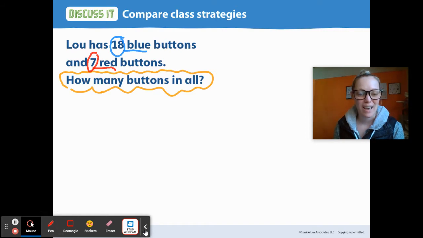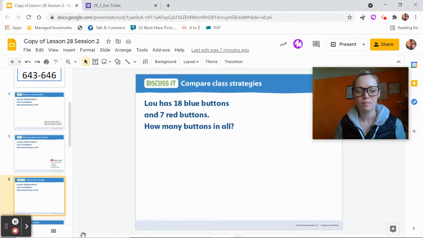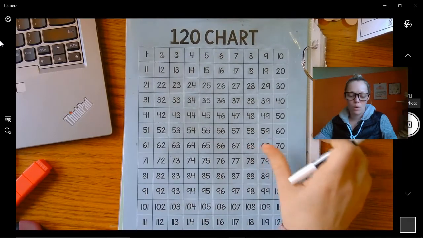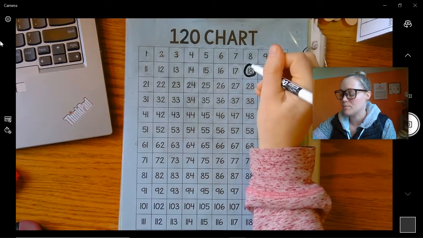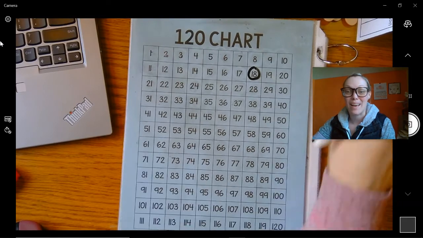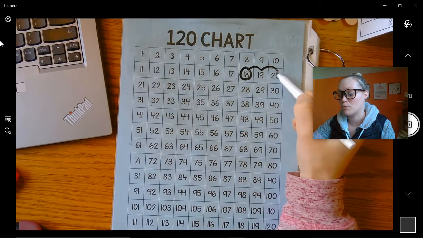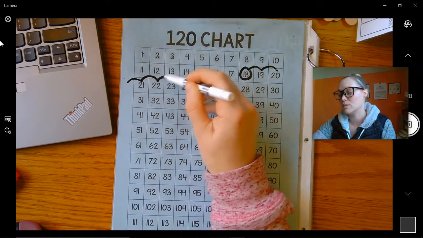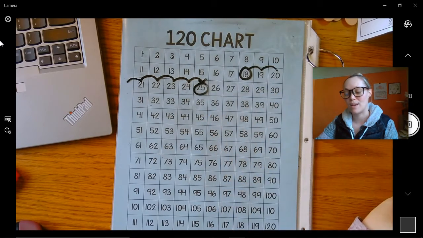All right, let's take a look at some options we could have done. You could have used your 120 chart, and we know that he had 18 blue, so I'd find the number 18. And he had 7 red, so I could count on 7 more. So 1, 2, and then my jump from 20 to 21 will be 3. So 1, 2, 3, 4, 5, 6, 7, and I land on 25. So you could have used the 120 chart.